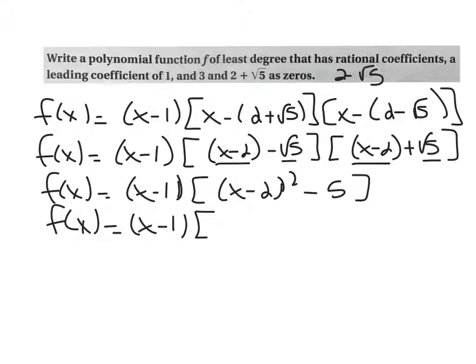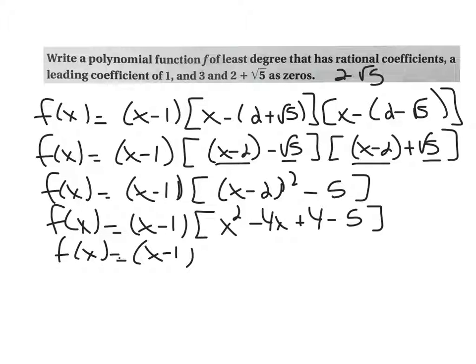I'm going to work out my bracket now. Remember how you do a square binomial: square the first one, multiply together and double, square the second. You still have the minus 5. Two more lines here, I think. x - 1 is still out here. Inside my bracket, I have x squared - 4x - 1.